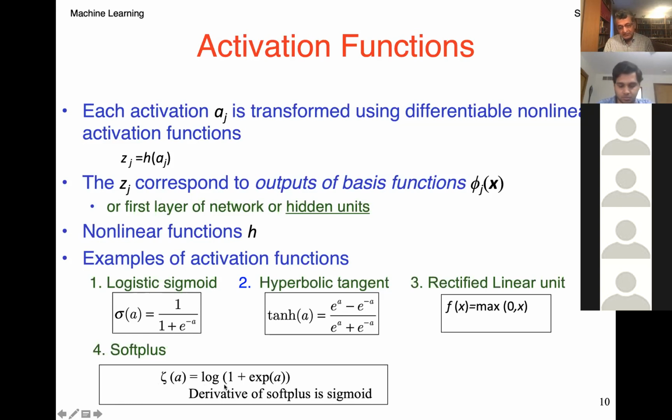Zeta(a) is equal to log of 1 plus exponential of a. Turns out this is also a relative of sigmoid. If you take the derivative of this, d by da of this quantity is exactly equal to the sigmoid. So this is like a very nepotistic family of related functions. They're all kind of related to each other. Not a huge difference between logistic sigmoid, hyperbolic tangent, softplus, and some kind of a discrete version of softplus becomes the rectified linear unit. So this looks like a rectified linear unit.